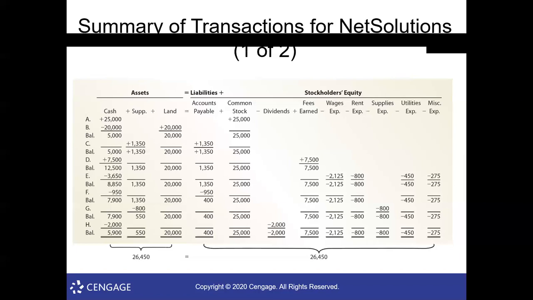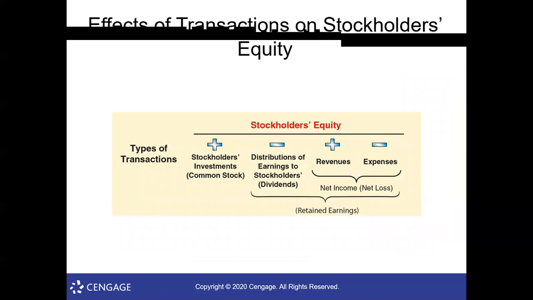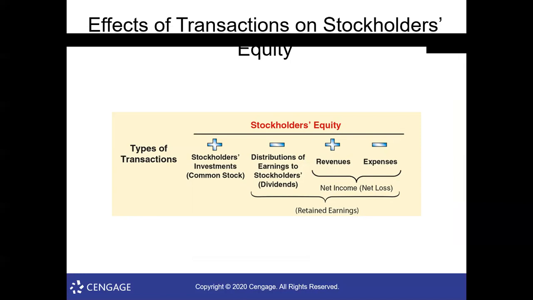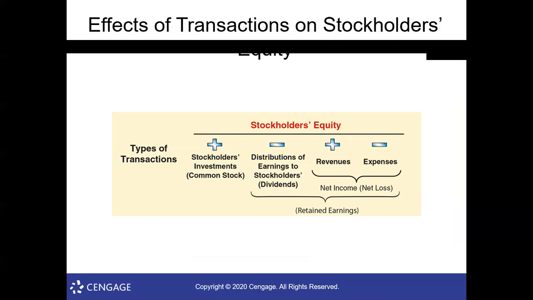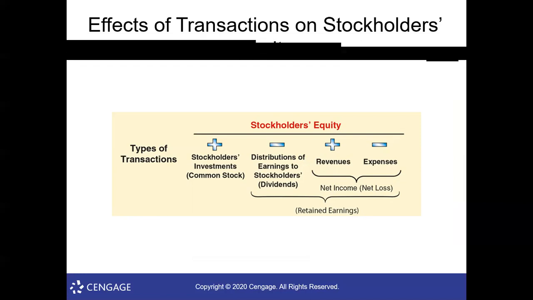So all of those are stockholders' equity because the revenues and expenses make up net income, and then taking net income and deducting dividends gives you retained earnings. We're almost finished. And then I'll open it up for questions.